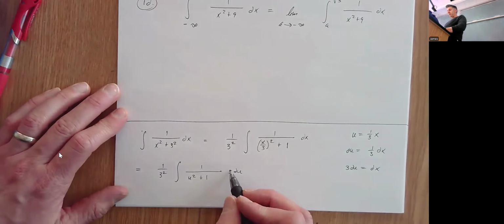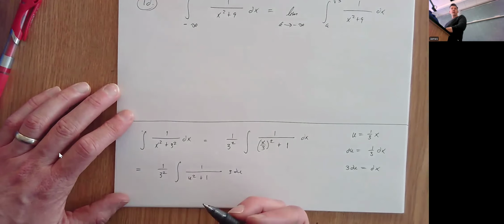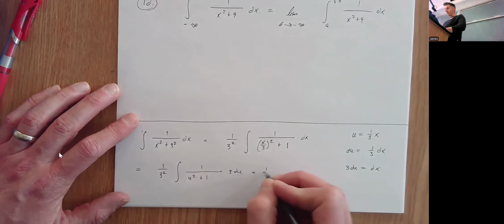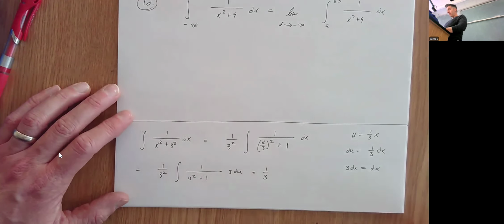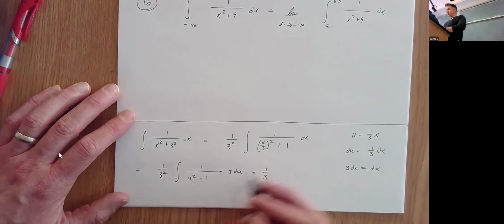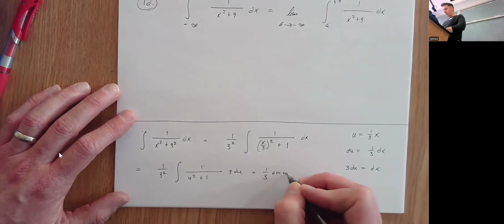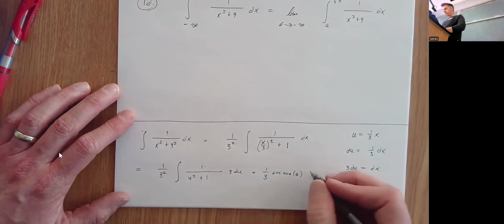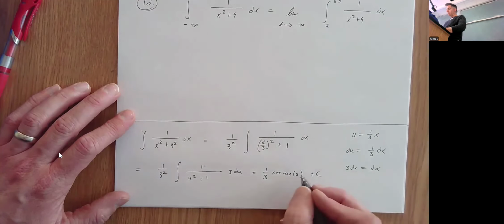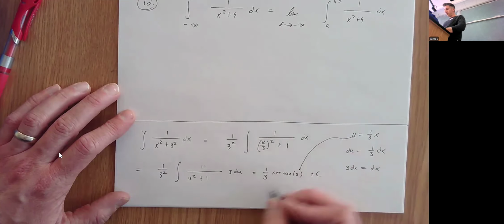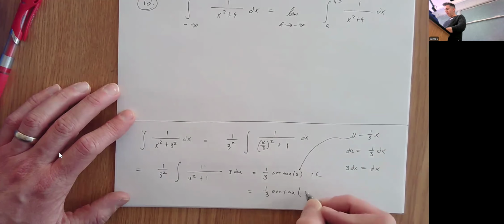The 3 and the 1/3 squared cancel one of the 3's to end up with a 1/3, not squared. And the integral of 1/(u squared plus 1) is the arc tangent of u, plus c, I guess, to be appropriate. And then we're plugging back in that u is equal to 1/3 x. We have 1/3 arc tangent of x/3.